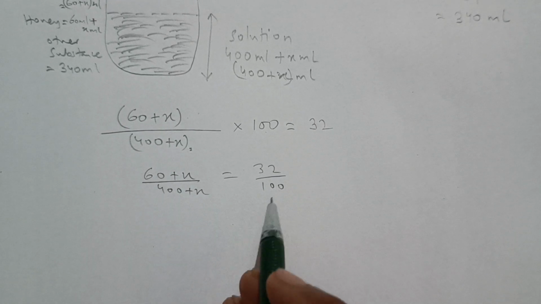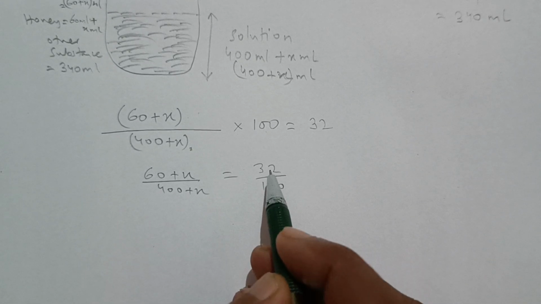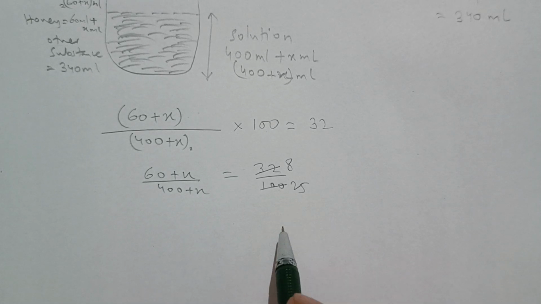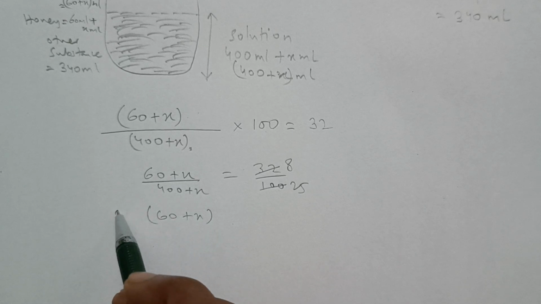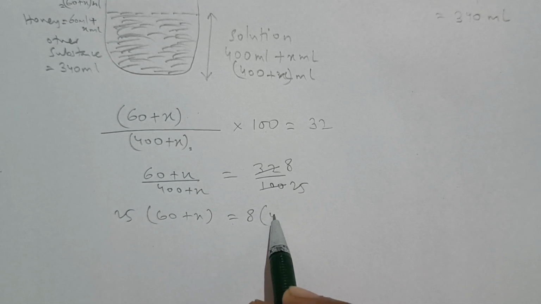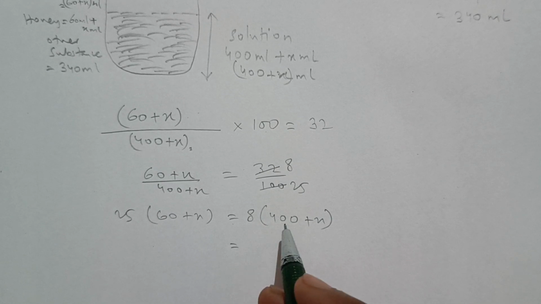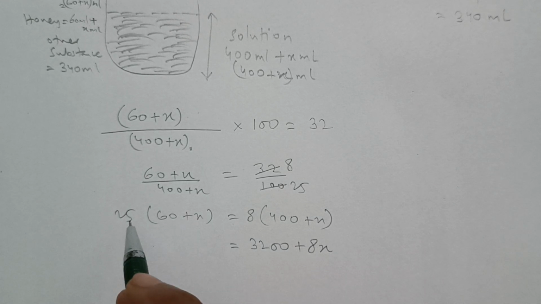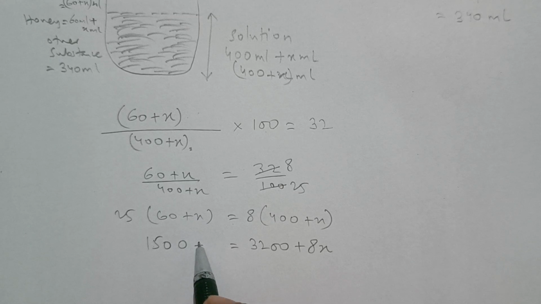We can do cross multiplication, or let us first simplify 32 upon 100. Both are divisible by 4. So 32 by 4 is 8, 100 by 4 is 25. Now let us cross multiply. So (60 plus x) multiplied by 25 is equal to 8 multiplied by (400 plus x). 8 into 400 is 3200 plus 8x. Now 25 into 60 is 1500, so 1500 plus 25x.